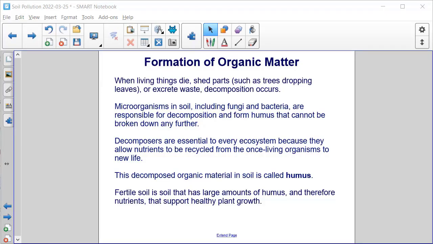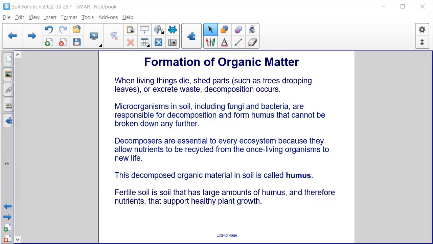How is this organic matter formed? When living things die, shed parts, or excrete waste, decomposition occurs. Microorganisms in soil, including fungi and bacteria, are responsible for decomposition, and they form something called humus that cannot be broken down any further.